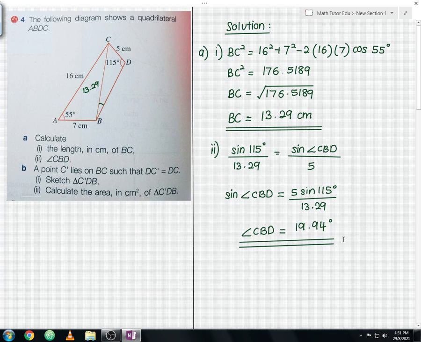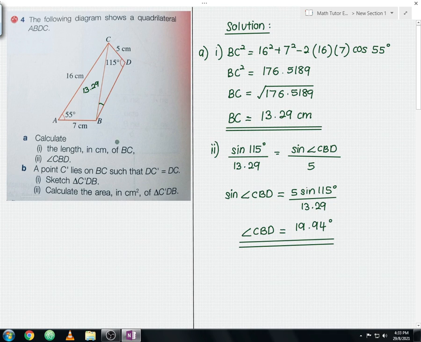Okay, so let us proceed our discussion for question B now. For question B part 1, we are required to sketch the triangle C prime DB based on the given condition, where the point C prime lies on BC such that DC prime is equal to DC. If you're wondering what this condition is about, it is known as the ambiguous case. Within this triangle, we are about to form the ambiguous case, which is a possibility where we form two triangles within one triangle.